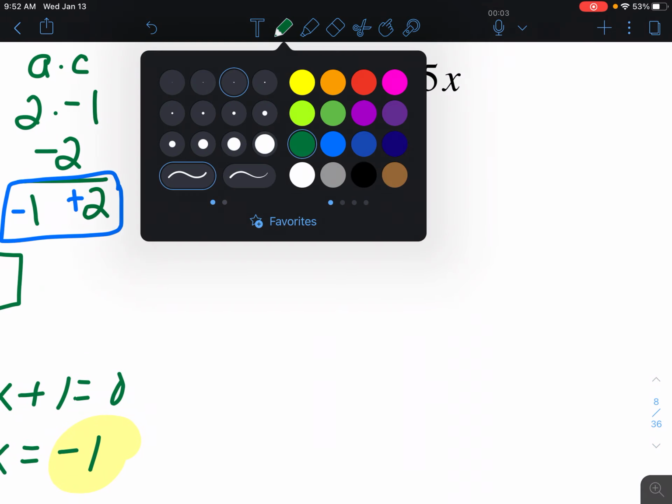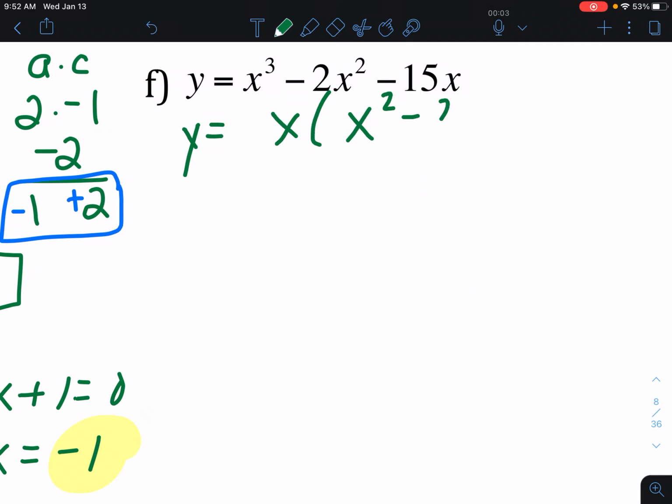All right, do I have a GCF in f? Yes, I do, just an x. Divide by x to have x squared minus 2x minus 15. All right, we divided everything by x. What's left over in parentheses looks like an easy trinomial to me. That can easily be factored into 2 parentheses.